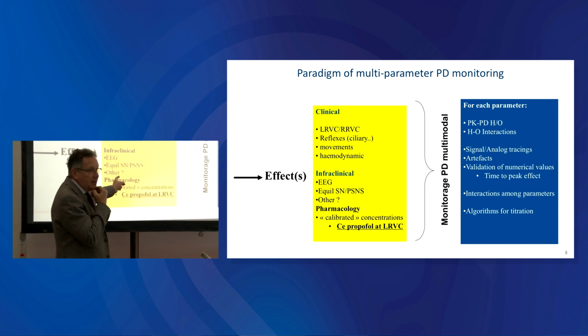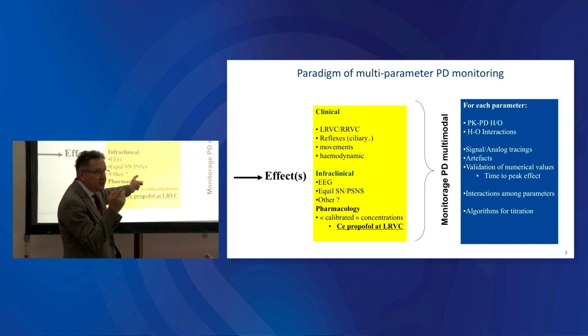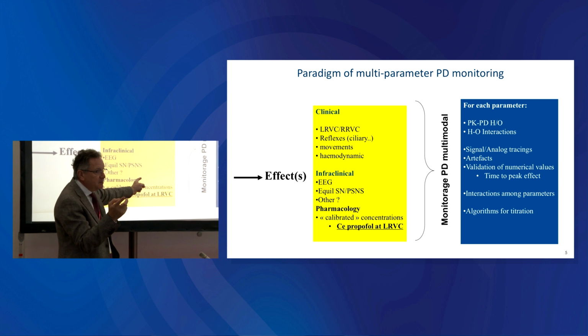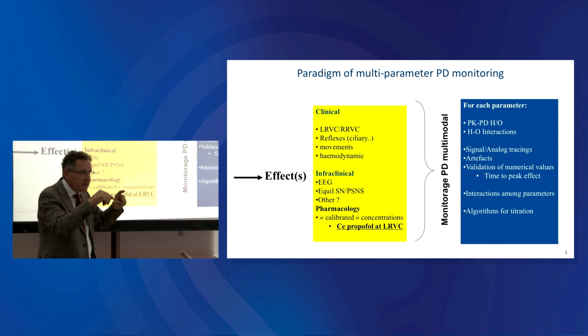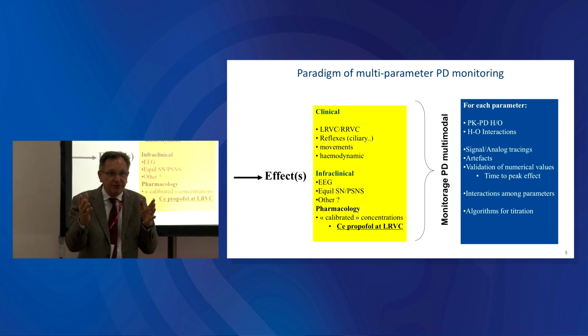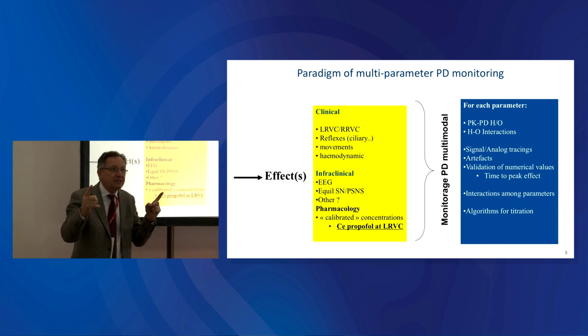Because if you take MAP, if it's invasive, what is the time to peak effect of MAP? It's 10 to 15 seconds because it's averaged. But if you look at the raw signals, it's basically instantaneous. Heart rate is averaged over 10 to 15 seconds.